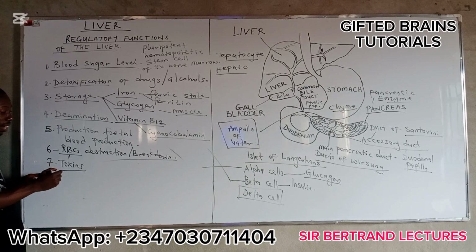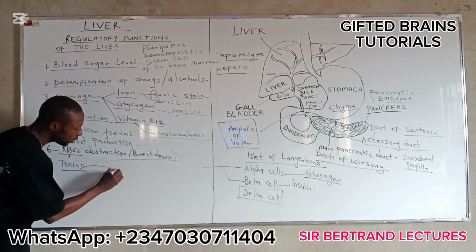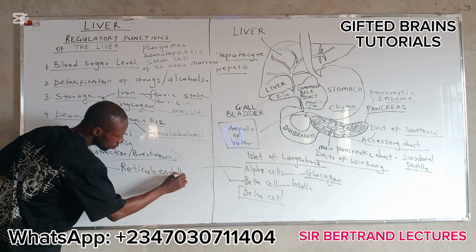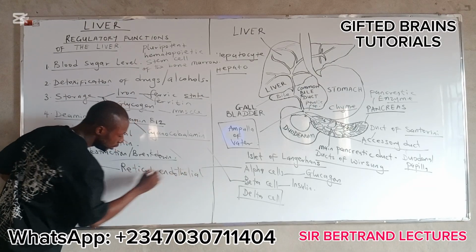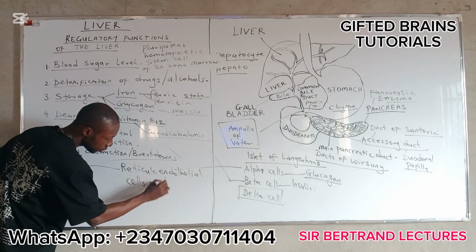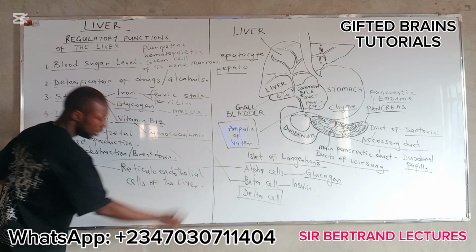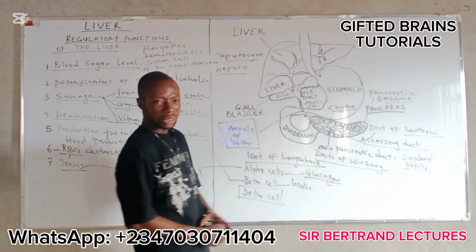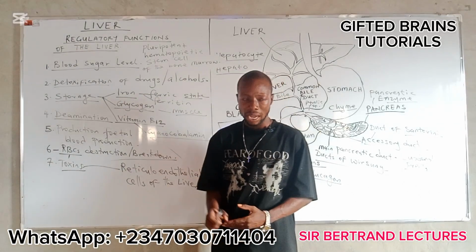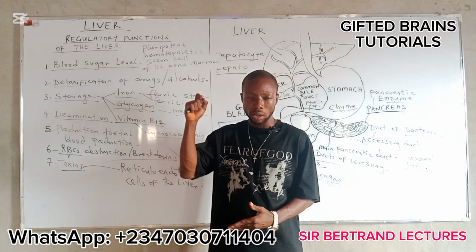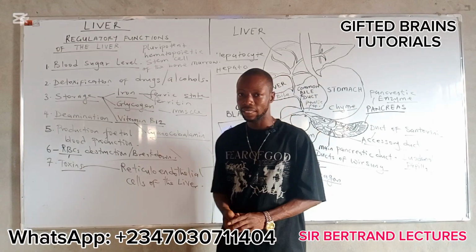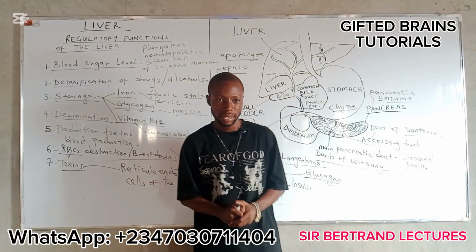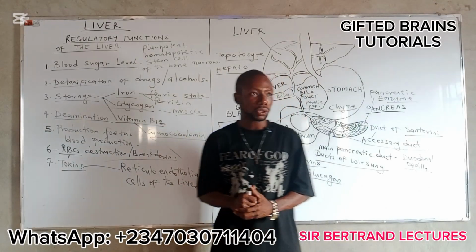Then we have a special cell that is responsible for this function. The cells are the reticuloendothelial cells of the liver. Reticuloendothelial cells of the liver are responsible for destruction of toxins in the blood, and as well destruction of the old or dead red blood cells in the body. So these are the key major functions of the liver.